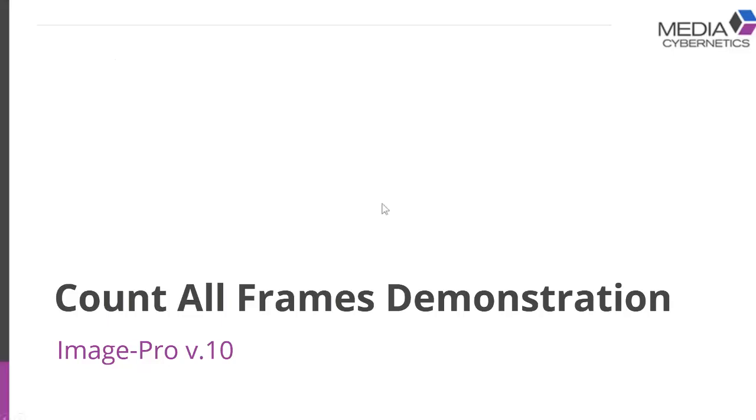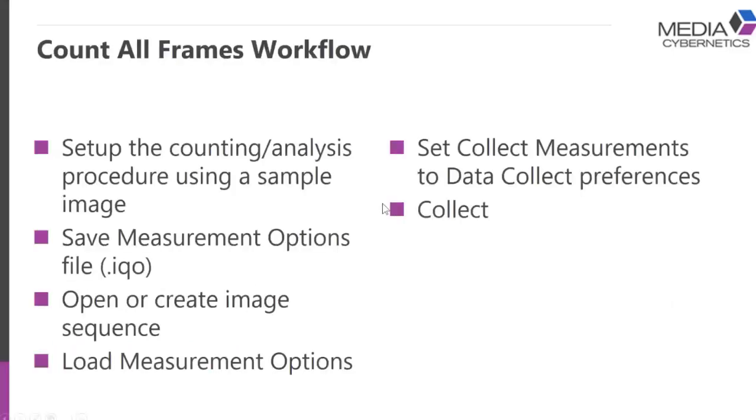So now let's talk about two things, and we'll do a live demo also. It's a similar workflow to what you've been doing all along within Image Pro. You have a sample image that you're going to count. You set up the counting routine, the analysis procedure. I'm going to just do a simple count size today, counting the number of particles, in this case droplets. Once you've done that, save your measurement options file and how you want to count your sample. And then what we're going to do is open or create an image sequence so we can count all frames.